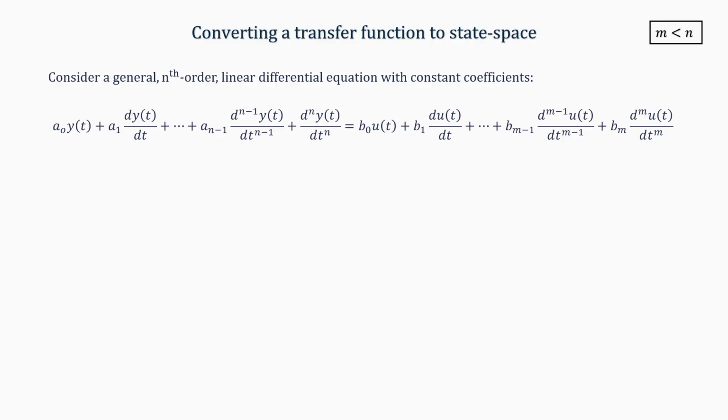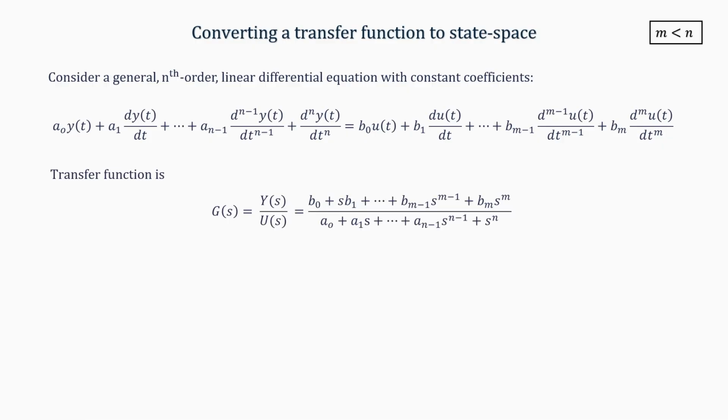Now, in order to find out the transfer function, you by now know what to do. You have to take the Laplace transform on both sides considering initial conditions to be 0, and this is the transfer function that we will get. Now, we want to find out a state space of the form x dot equal to Ax plus Bu and y equal to Cx plus Du from this transfer function. Now, how to do that?